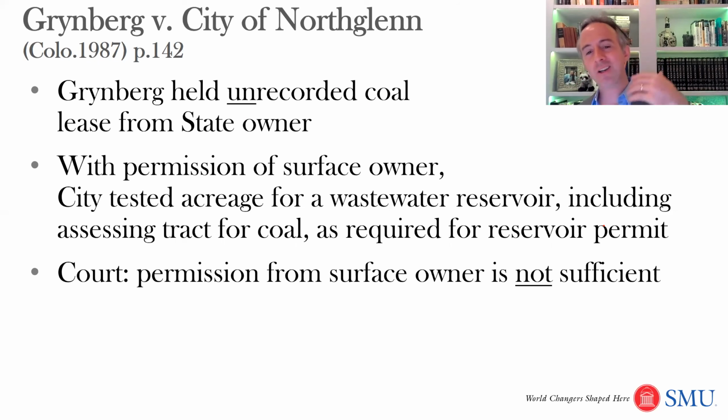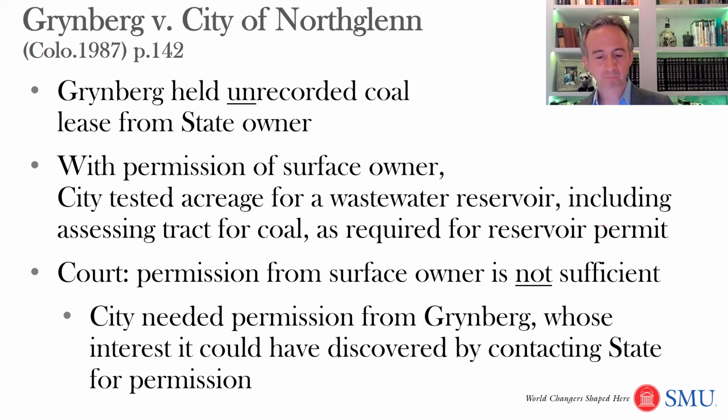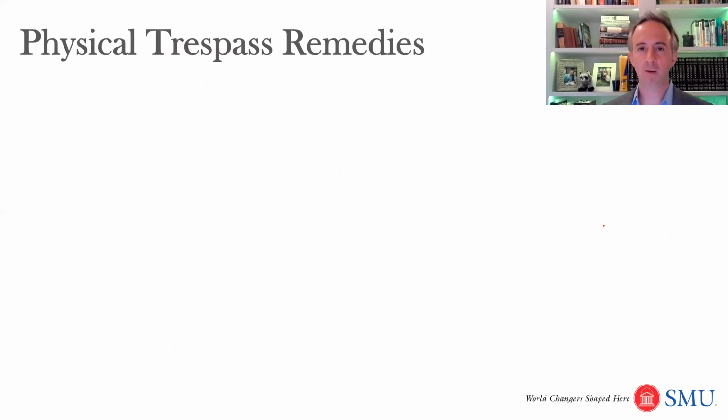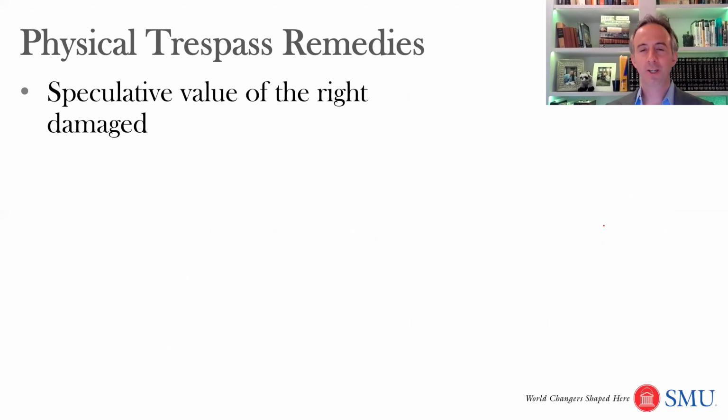So the question is, how does this testing really harm Grinberg? And we'll look at that. Basically, what the courts say is city needs permission from Grinberg because it could have found out that even though he didn't record his interest, it could have just gone to the state and asked the state for permission, and the state would have told them, look, Grinberg's got this coal lease. So what are the actual harms that come from testing somebody's land if they don't want it tested? Well, you can get some remedies. So one remedy you can get is the speculative value of the right damaged.